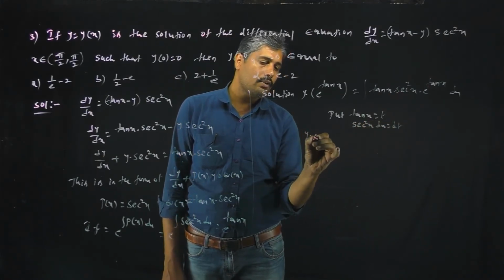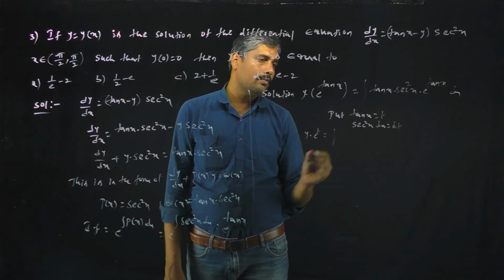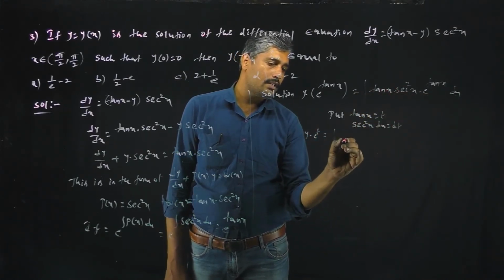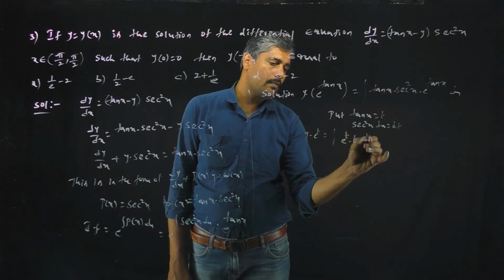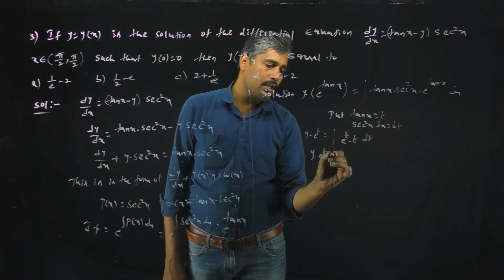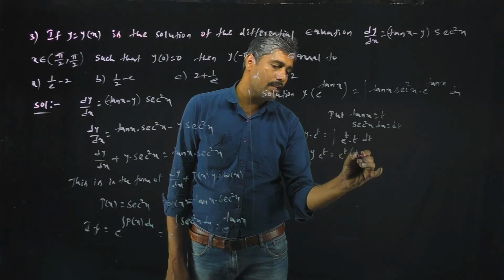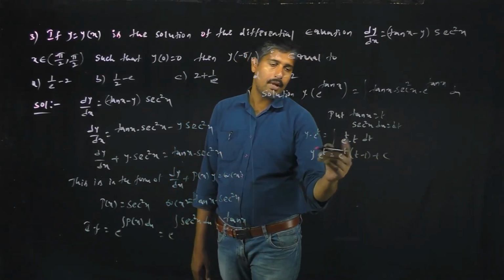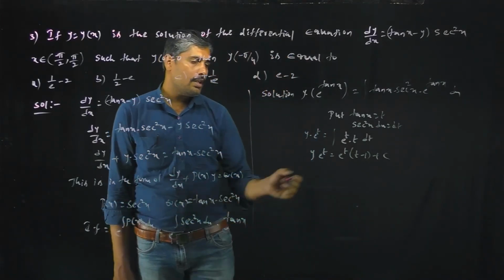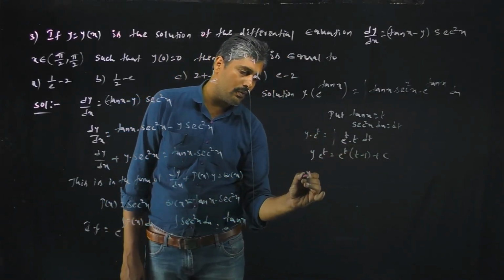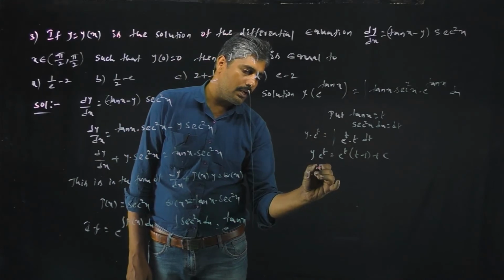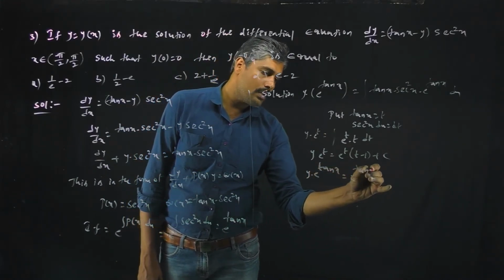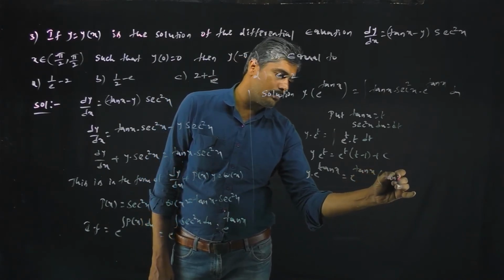That is y into e power t equal to the integral of e power t into t dt. That is y into e power t equal to e power t into (t minus 1) plus c. We know that the integral of e power t into t, by using by parts, we get e power t into (t minus 1). That is, y into e power tan x equal to e power tan x into (tan x minus 1) plus c.